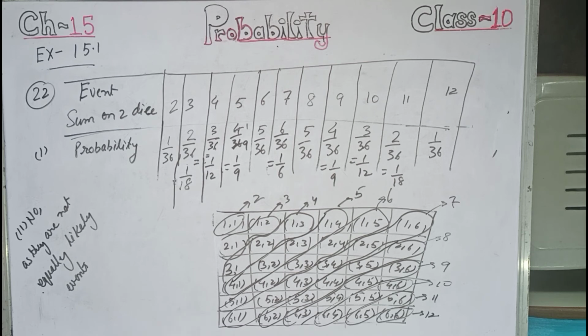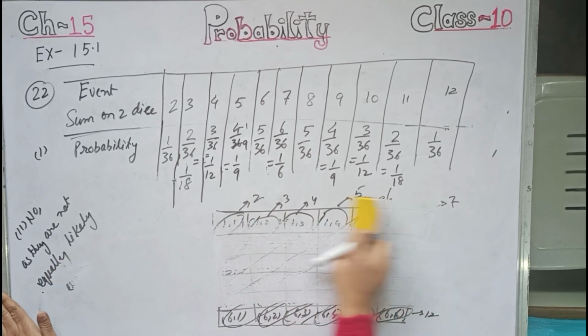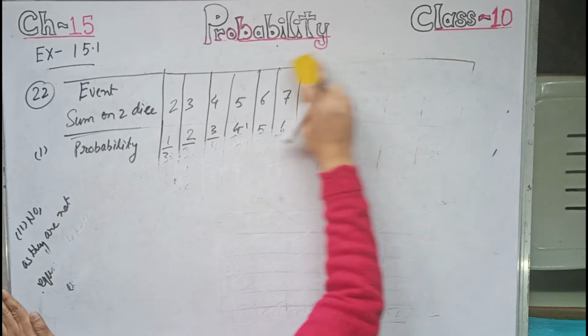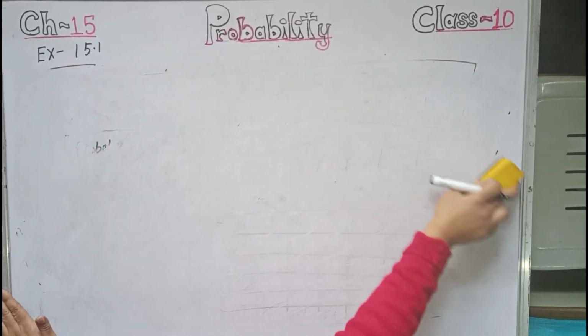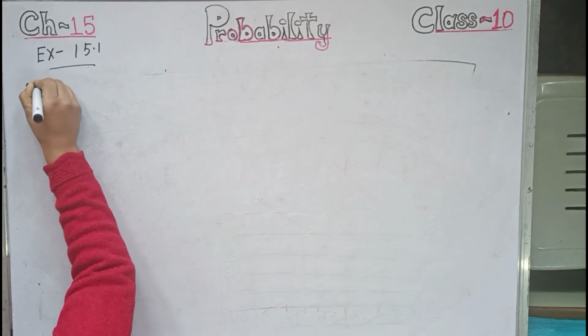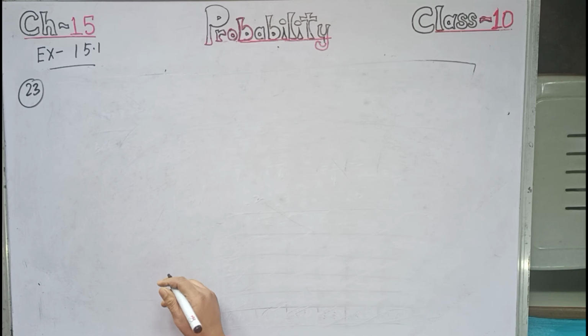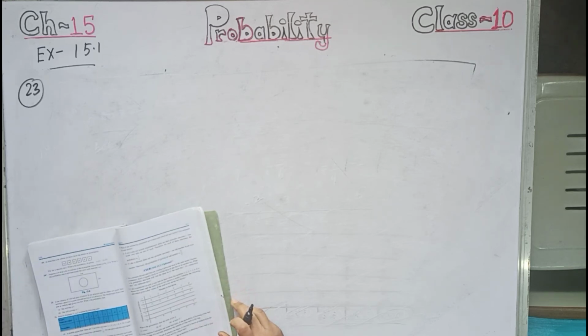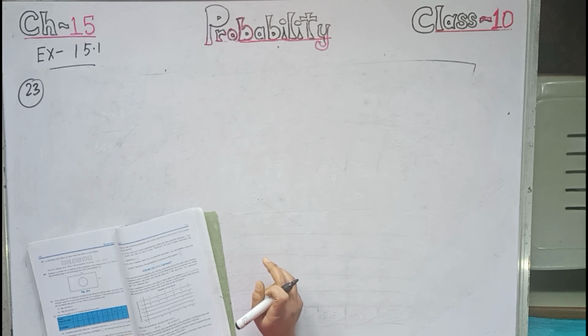Now question number 23. Question 23 says that a game consists of tossing a 1 rupee coin 3 times and noting its outcome each time. Hanif wins if all the tosses give the same result, that is 3 heads or 3 tails, and loses otherwise. Calculate the probability that Hanif will lose the game.